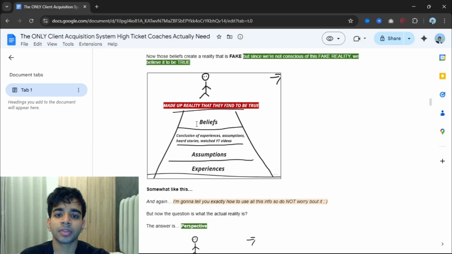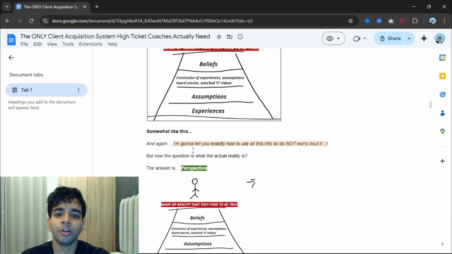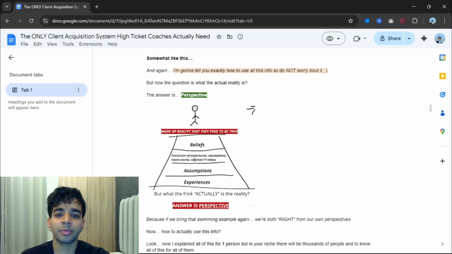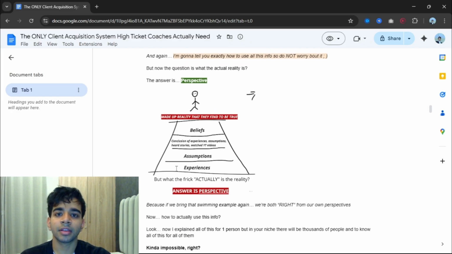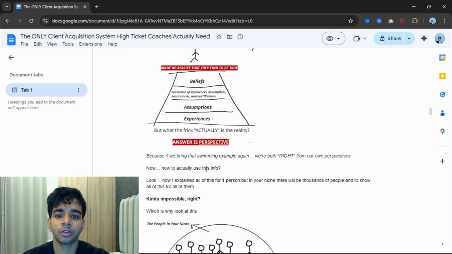But somewhat like this. And again, I'm going to tell you how to use all this, so do not worry about that. But now the actual question is what actual reality is, what is the true reality. And the answer to that is perspective. So if we go back to my own story, I was right in my situation, and the other person who had the experience of drowning in water, he was right in his perspective, right? So we both are right, but it all just depends on perspective, right?